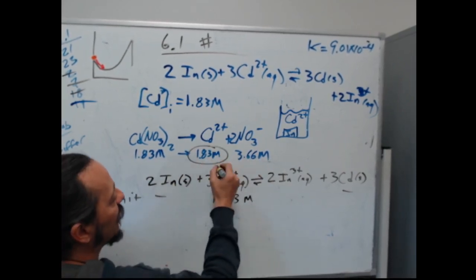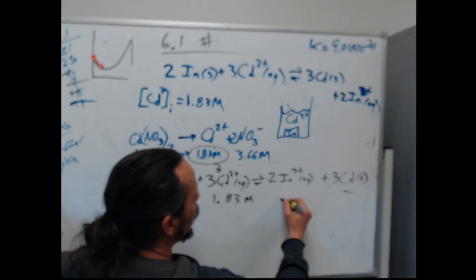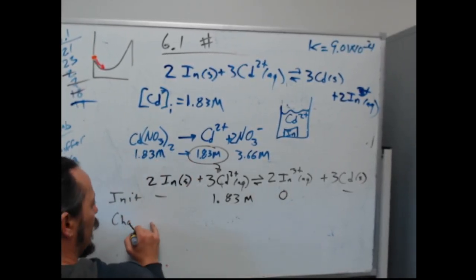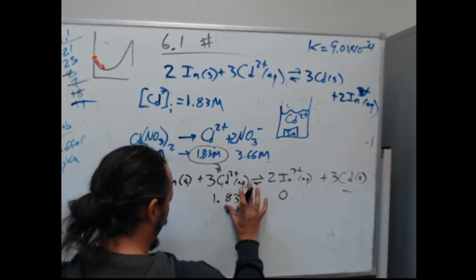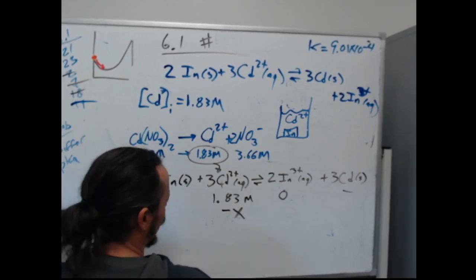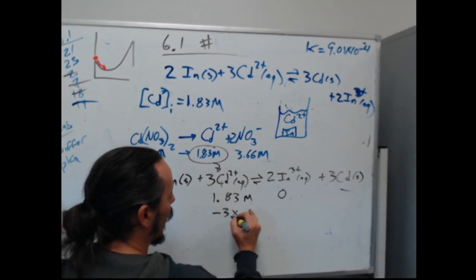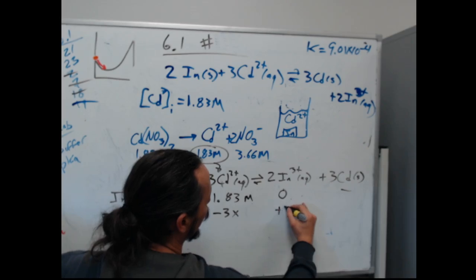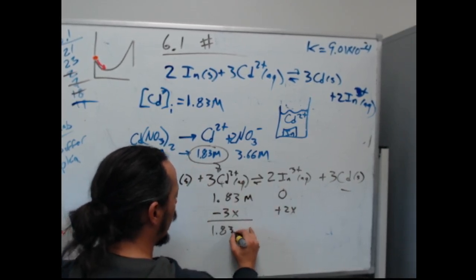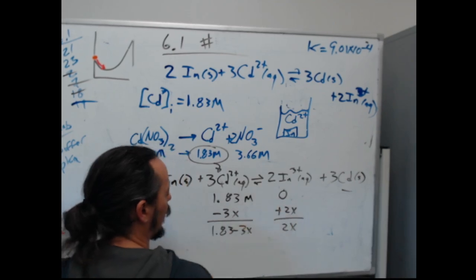But all we actually care about is the cadmium, right? There's no nitrate in the actual reaction. Okay. My indium is going to start at 0 concentration. Then my change is going to be plus. I have to use up my cadmium. I have to take the mole ratio into account. That would be minus 3x. This would be plus 2x. And I'm going to have 1.83 minus 3x. I'm going to have 2x.